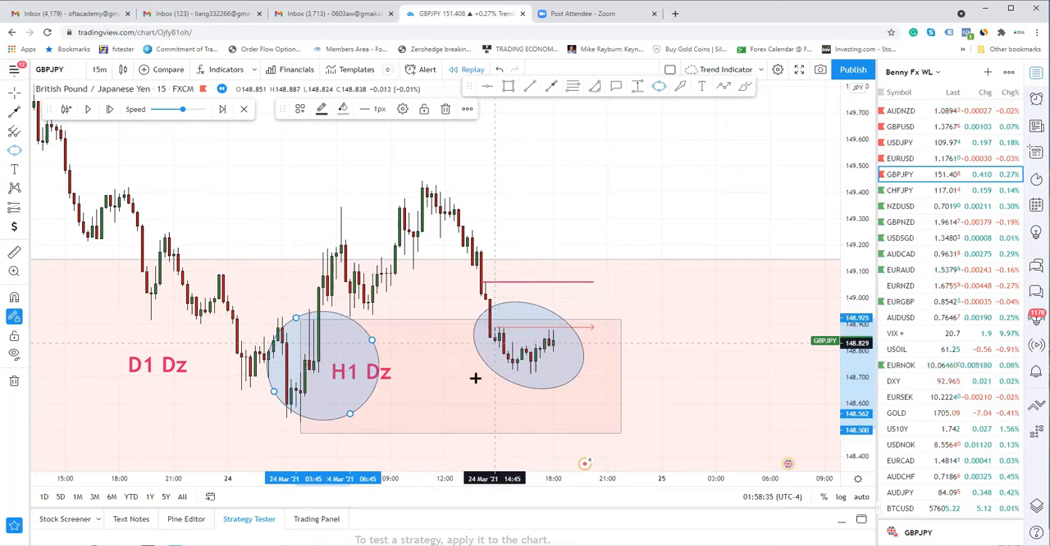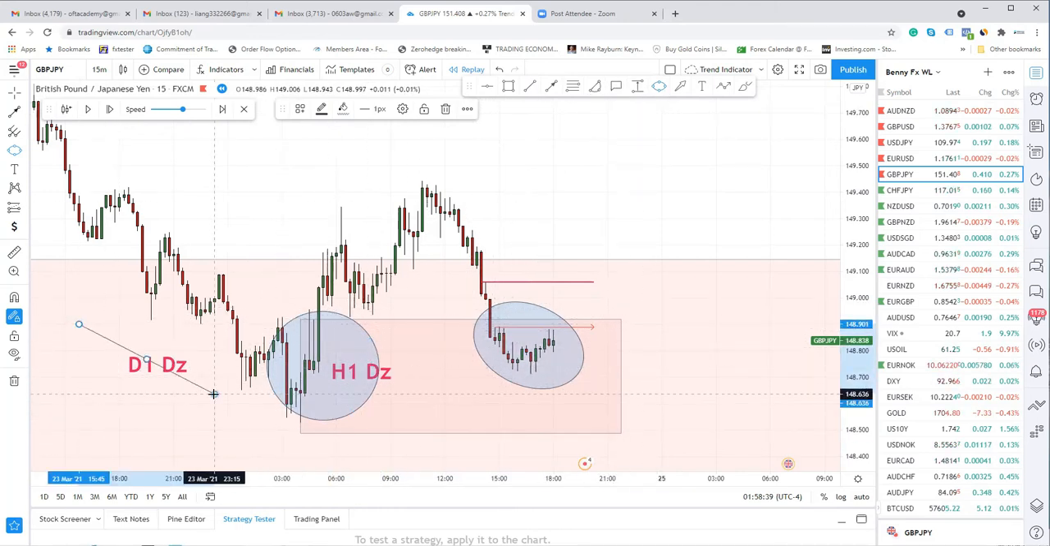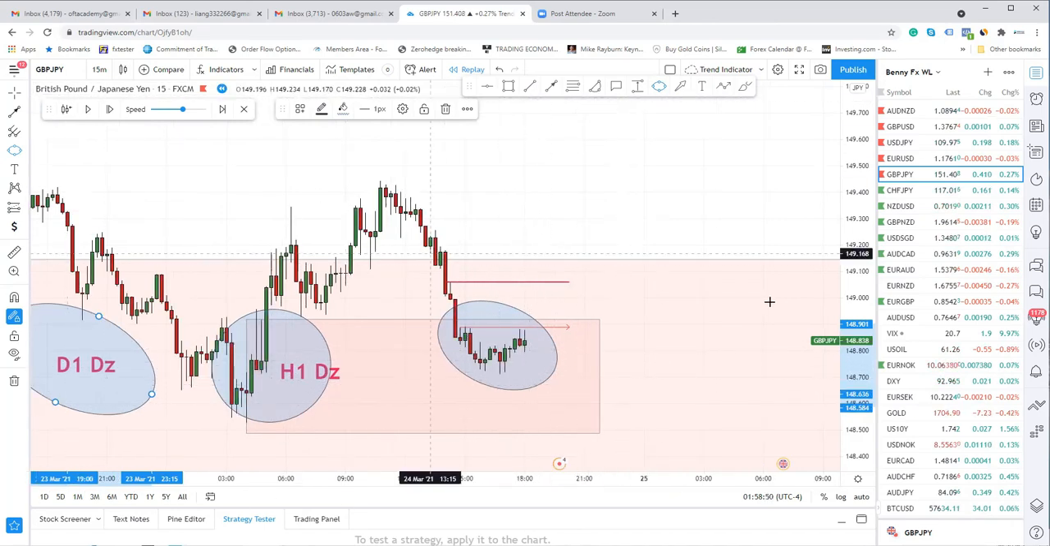So 15 minutes demand within the H1 demand, within this one is a daily demand, right? So you can know that we have demand within demand within demand, right? So it's a very, very strong area. So right now, if I see some signal, I like to go long already, right? So this is a 15 minutes time frame.